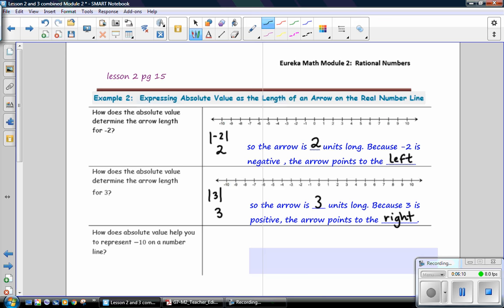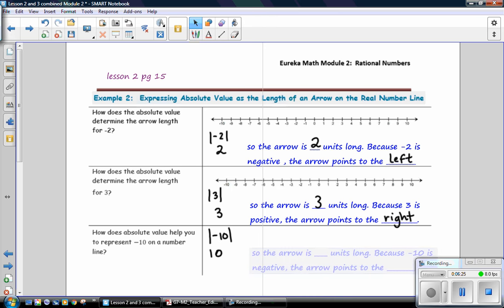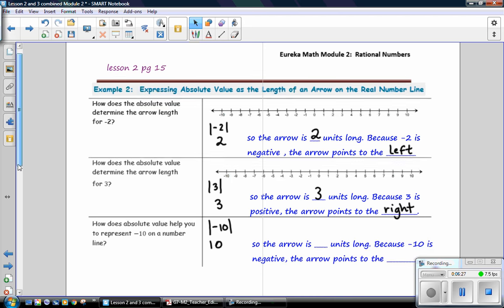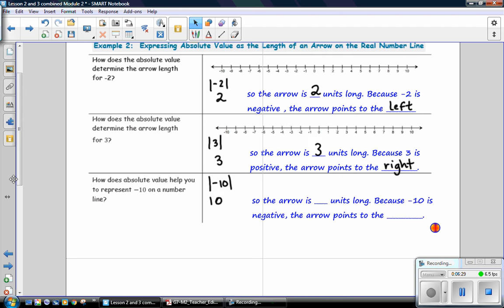How does the absolute value help you to represent -10 on a number line? The absolute value of -10 is 10 because it is 10 units from 0. So the arrow is 10 units long. Because -10 is negative, the arrow points to the left.